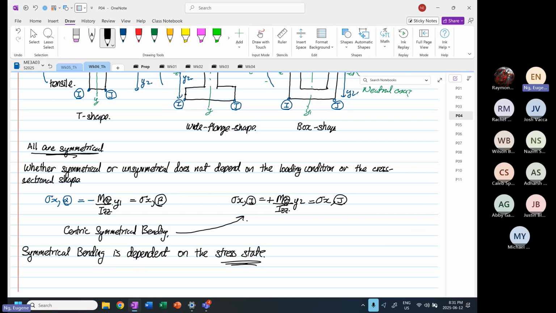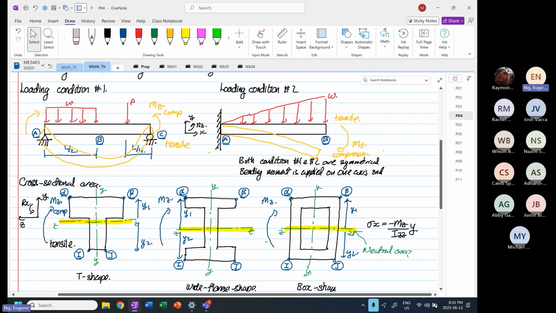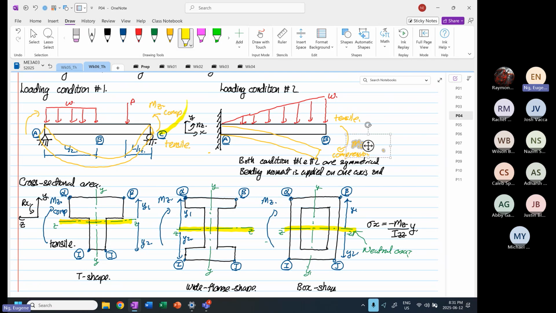So now if you look at this, you can make the judgment of what type of loading it is. It's going to be centric, by knowing that the bending is only applied on one axis. The bending is only about one axis. You know it is symmetrical bending already. Okay, symmetrical bending analysis.